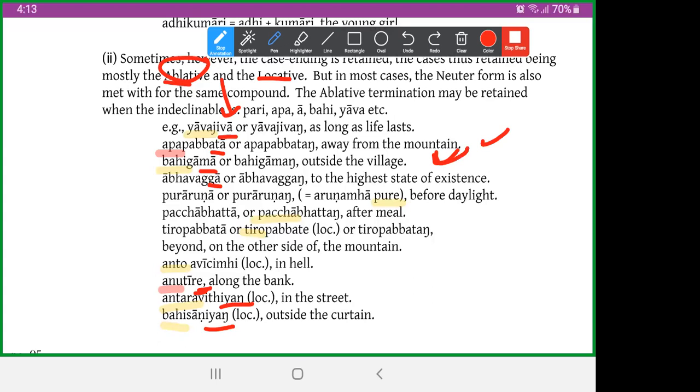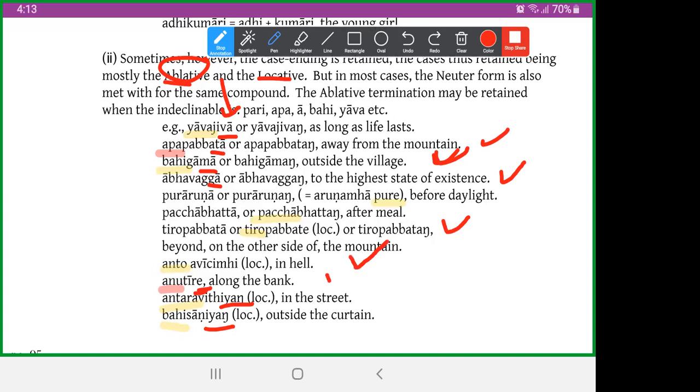This is also talking about place. This is also place. Abaga, apa, abawaga. This is also place. So tiro pabata, tiro pabatam. This is also talking about place. So ando awichimhi, also place.